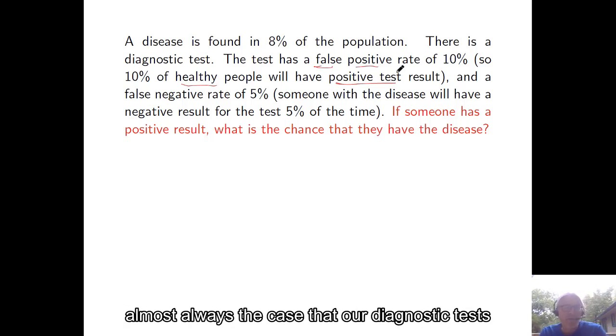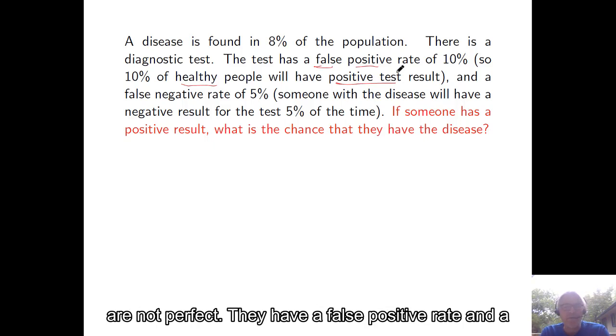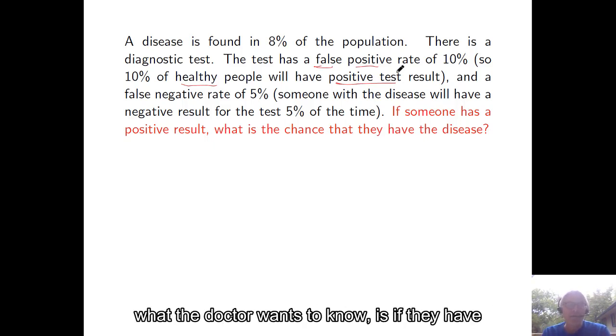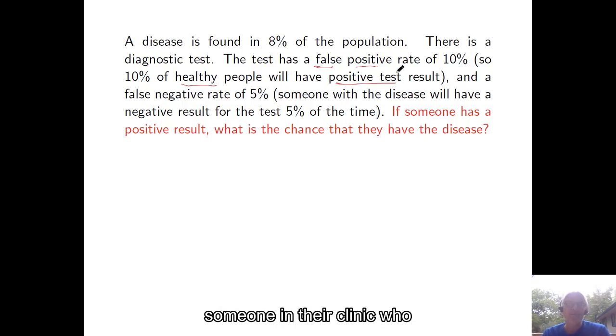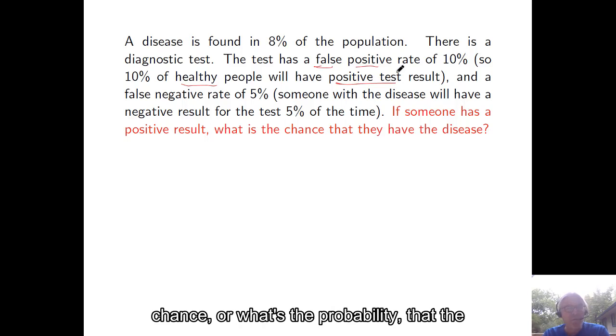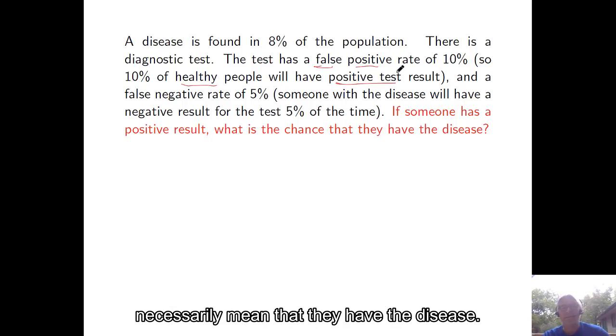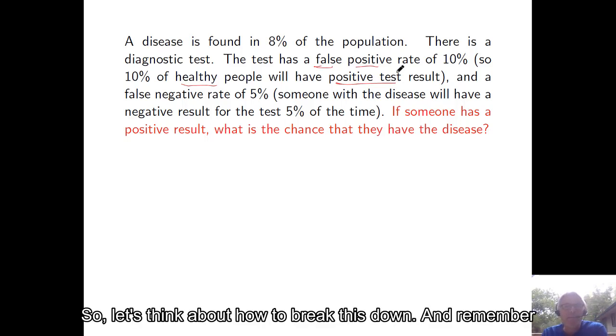This is almost always the case: our diagnostic tests are not perfect. They have a false positive rate and a false negative rate. What a doctor wants to know is, if they have someone in their clinic who has a positive test, what's the probability that that patient has the actual disease? They've tested positive, but that doesn't necessarily mean that they have the disease. So let's think about how to break this down.